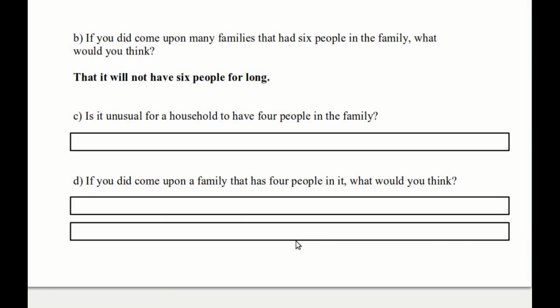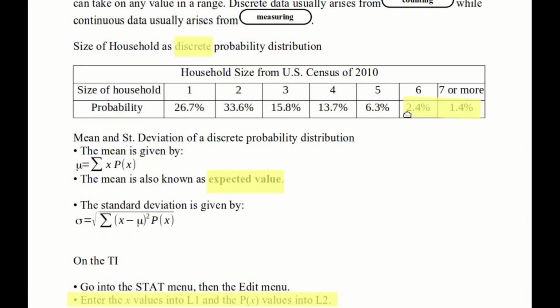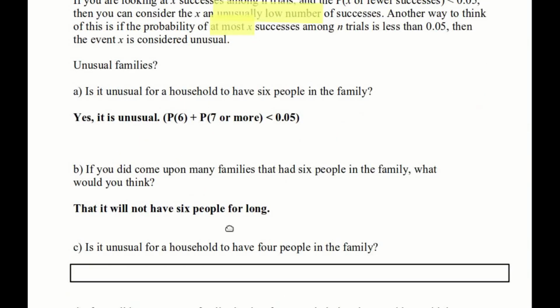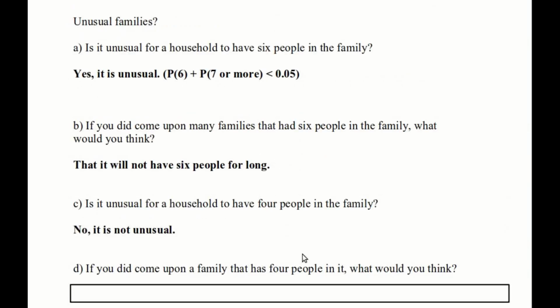Is it unusual for a household to have 4 people in the family? Well, let's look back at our data. So, unusual to have 4 people in the family. Now, I don't have to worry about adding up the probability of having 4 people to 5 to 6 to 7 because I'm already over 5%. So this one's a lot easier simply because I look at 4 and I'm already over 5%. So this is going to be relatively straightforward.